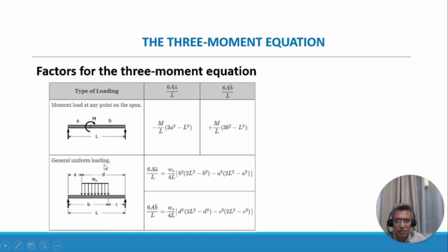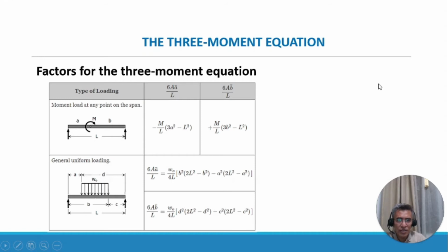And for the general uniform loading, the value for 6A A bar over L is equal to W over 4L times B squared times 2L squared minus B squared minus A squared times 2L squared minus A squared. And for 6A B bar over L, it is equal to W over 4L times D squared times 2L squared minus D squared minus C squared times 2L squared minus C squared.